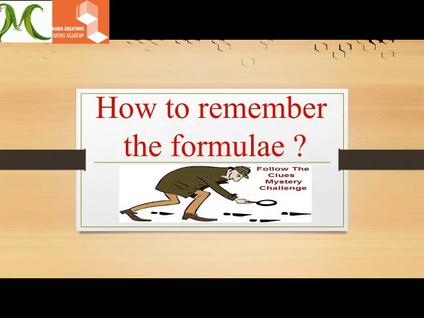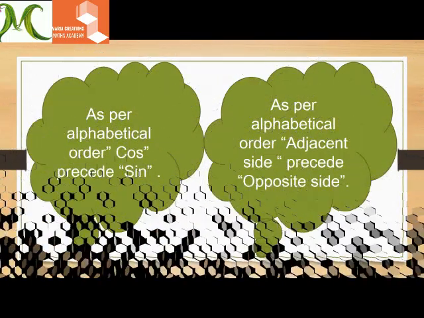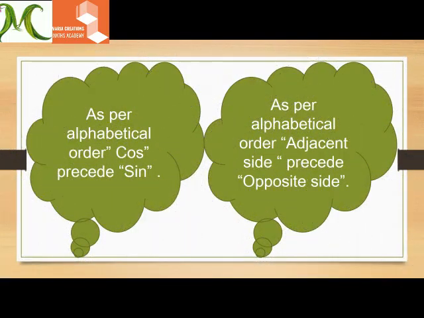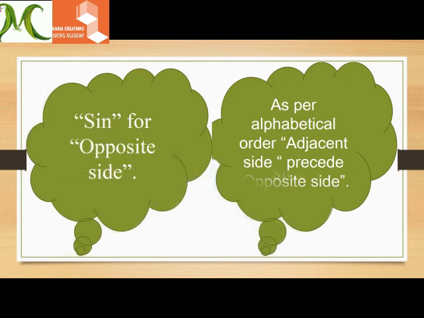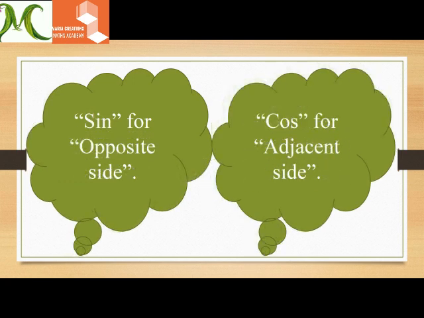How to remember these formulae? We shall try to learn this clue. Looking at the trigonometric ratios, sin and cos, sin precedes cos as per alphabetic order. Looking at the opposite and adjacent sides, adjacent precedes opposite as per alphabetic order. Hence, sin for opposite side, cos for adjacent side.